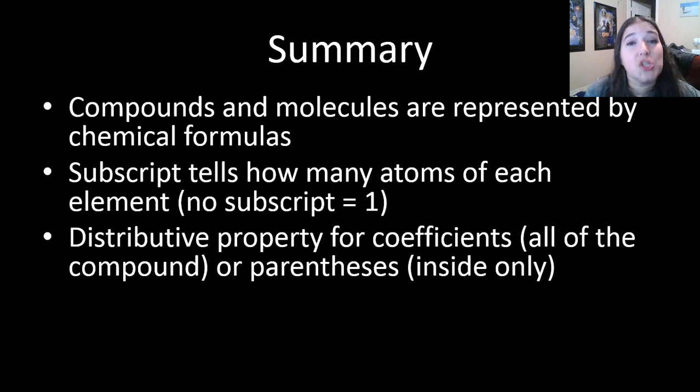You need to use the distributive property if any of those compounds get a little complicated. If there's a big number in front, that's the coefficient. And I'm going to distribute that coefficient with everything behind it in the compound. If I have a parentheses, there should be a little subscript outside the parentheses. That means I'm going to distribute that little subscript to everything inside the parentheses. But if it's outside the parentheses, it does not care about the little subscript there.